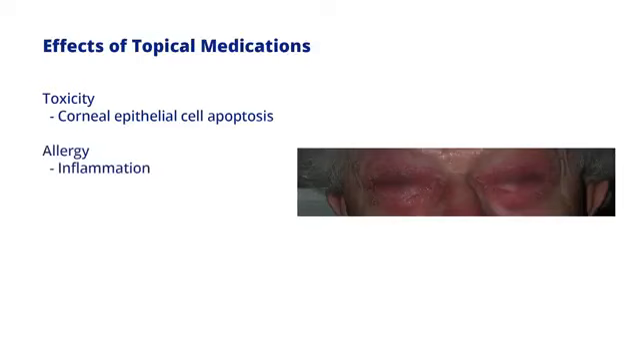Topical medications can cause toxicity. A preservative such as benzalkonium chloride can cause corneal epithelial cell apoptosis, and this causes damage on the ocular surface. Some topical medications can also cause an allergy, which produces further inflammation in addition to the cataract surgery. And it's now been thought that some topical medications may actually have an effect on the ocular microbiome, and this may further disturb the ocular surface.